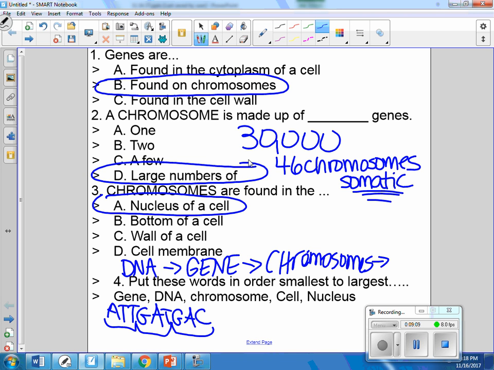Chromosomes are found where, Anthony? In the nucleus, and then therefore the nucleus is where, Lara? In the cell. This is the order of size: DNA, gene, chromosomes, nucleus, cell. This is order from smallest to largest. So we have to read directions.